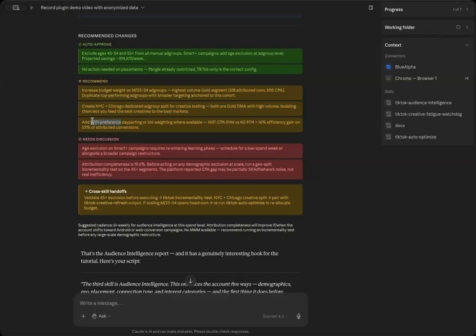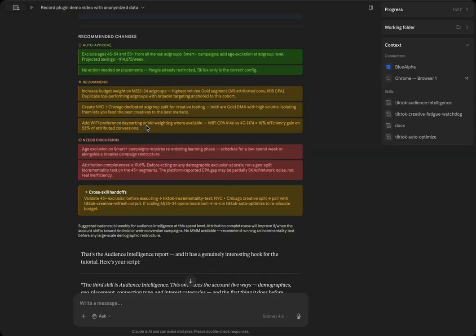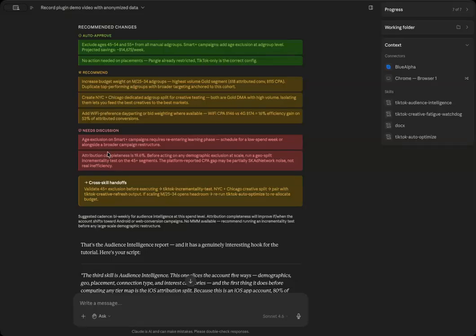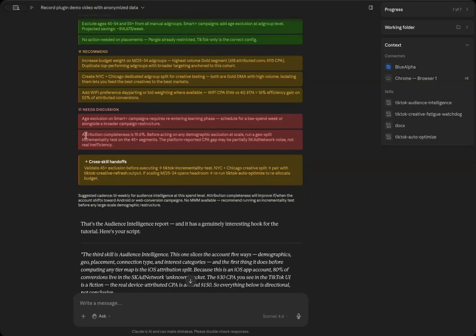Potentially adding a Wi-Fi preference, I would probably push back a little bit on that one because we have this high volume of unknown. What needs discussion is that age exclusion on Smart Plus campaigns requires re-entering the learning phase and is scheduled for a low week spend. So that is a very valid concern that we should definitely take into account, and that the attribution completeness is only 20%. Before acting on any exclusions, we should run a geosplit incrementality test on all of the segments to make sure that we're capturing all of it.